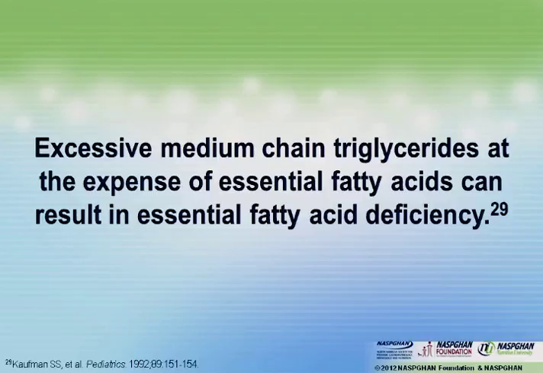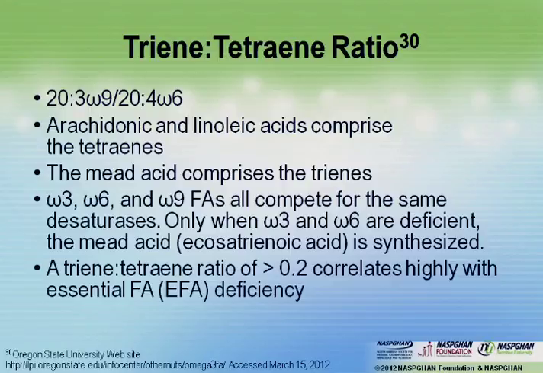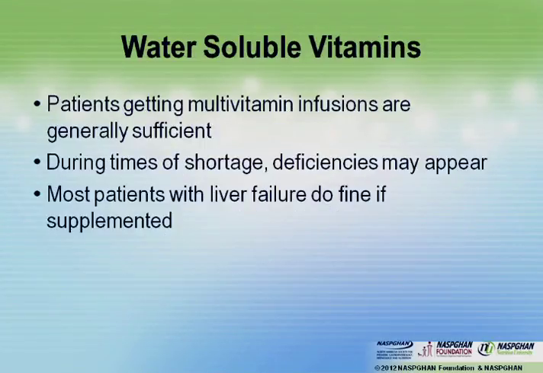The triene to tetraene ratio is a ratio of the Mead acid to the sum of arachidonic and linoleic acids, and they all compete for the same desaturases. And when the omega-3 and omega-6 are deficient, the Mead acid is synthesized, and if you have a ratio greater than 0.2, as Rob mentioned, you have EFA deficiency. What about water-soluble vitamins? Generally, patients are sufficient, but during shortages, as we see from time to time, when the patients are fed parenterally, deficiencies will appear.